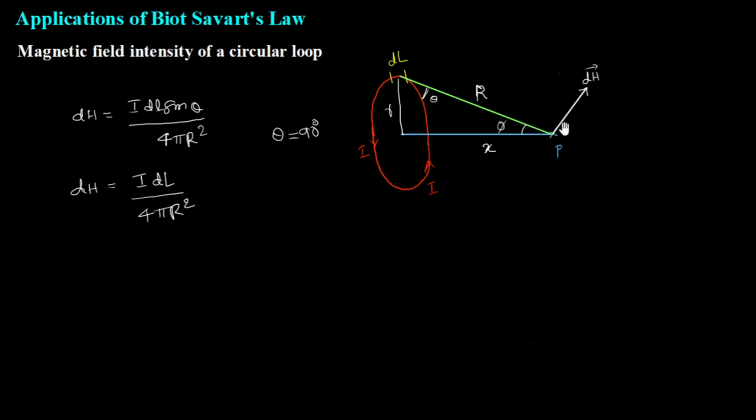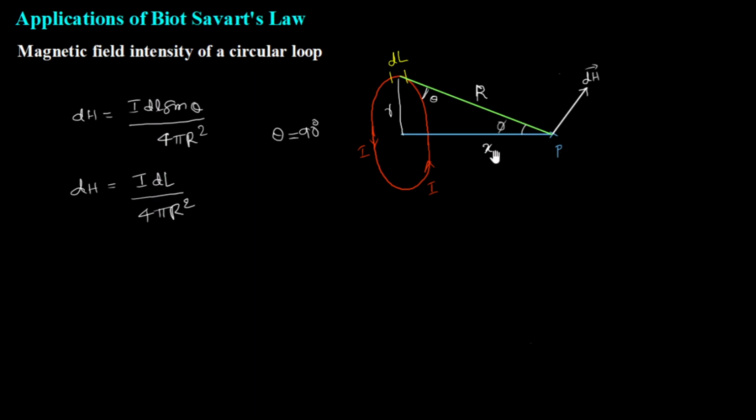Because I don't know the exact direction of dH, as a physicist what I will do is consider this normal to the plane. In this case, I'm talking about two separate planes. So I take the path joining the conductor and P, as per the definition of Biot-Savart's law, as the reference, and normal to it. So I assume that this is the direction of magnetic field intensity given by this expression.